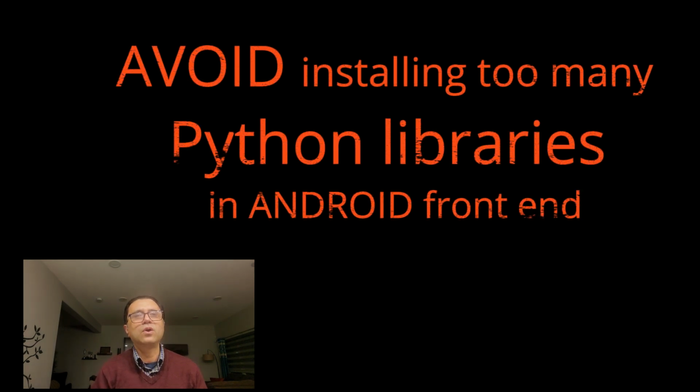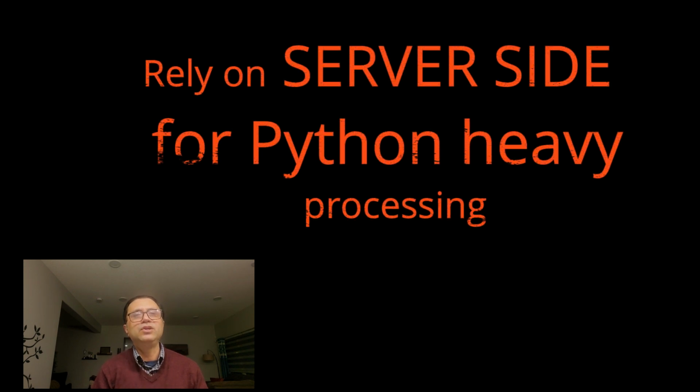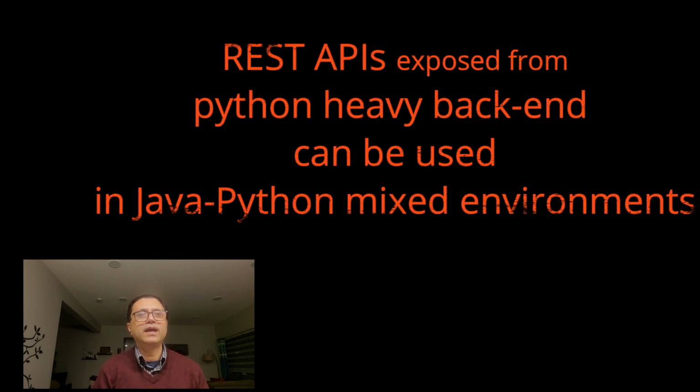Next, I find that it just does not work to install and use too many Python libraries in the Android frontend. Instead, rely on the server side for heavy Python processing, such as image processing or machine learning libraries, and use only those Python libraries in the Android frontend that are essential for integrating with Java or Kotlin. I use REST APIs extensively to integrate my Android frontend application with the Python-heavy backend for math, analytics, and machine learning work. But that is a topic for another video.